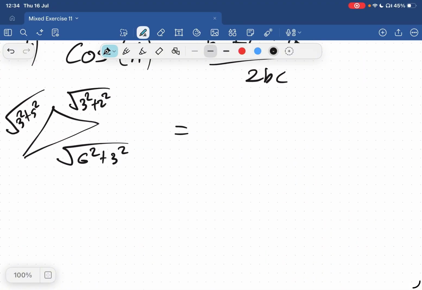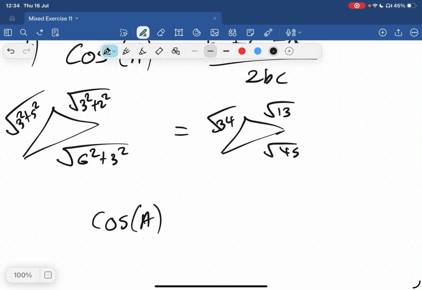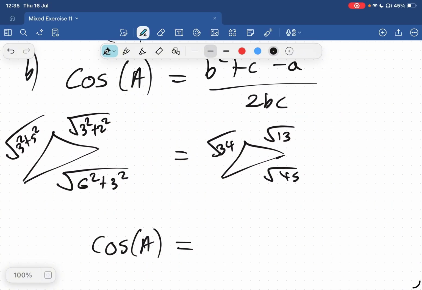Okay, so that means that our triangle has this length will be 9 plus 4, square root 13. This will be 36 plus 9, which is 45. This will be 9 plus 25, which is 34. Okay, so we've got the magnitudes of all our side lengths. We can sub this into our calculator. Obviously b squared will just be 34, so we don't need to put the square root, but square it, take away 13, over 2 times square root 34 times 45.